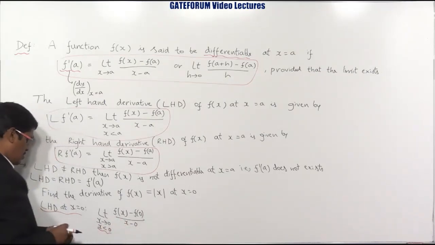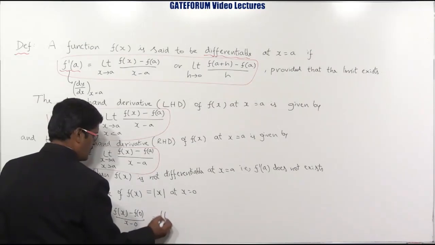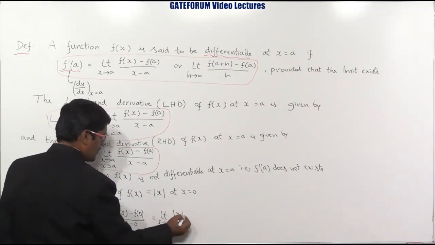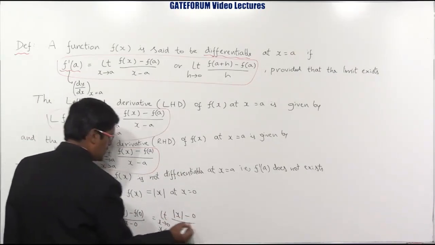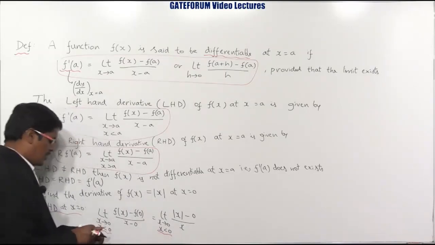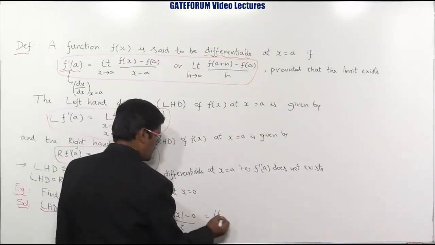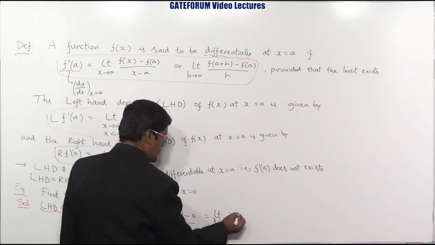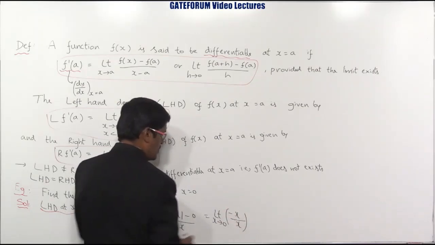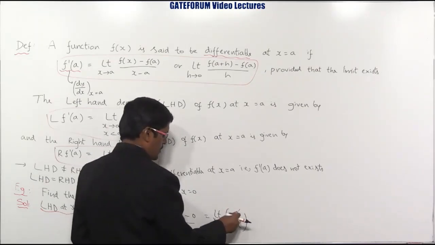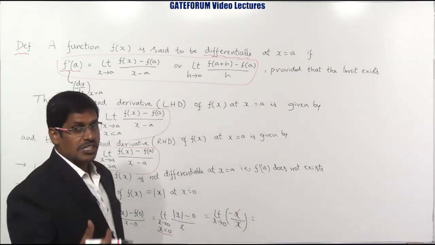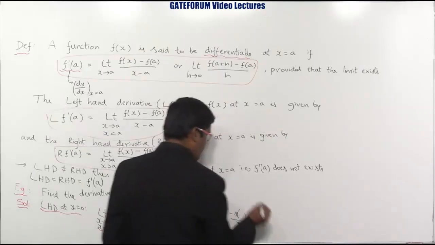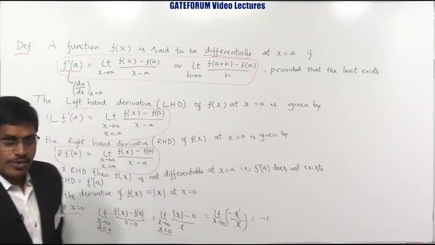When x is less than 0, f of x means mod x, f of 0 means mod 0, which is 0, divided by x minus 0, which is x. So when x is less than 0, what is mod x? Minus x. That means the limit as x tends to 0 of minus x divided by x. So x cancels, and it remains with minus 1, which is a constant. The limit of a constant is itself. So the left hand derivative value is minus 1.